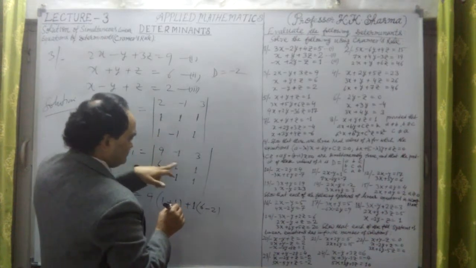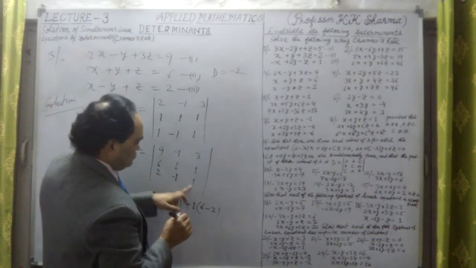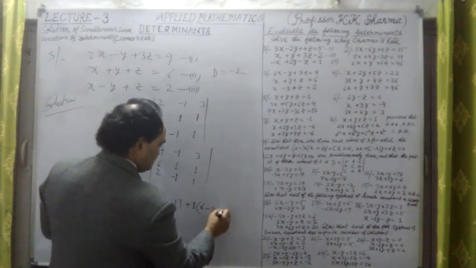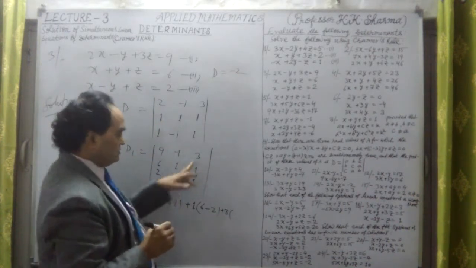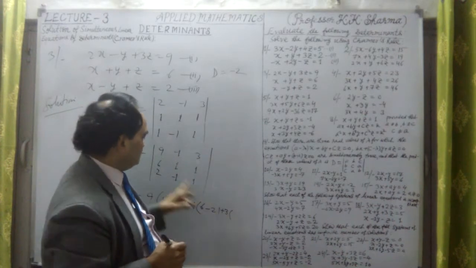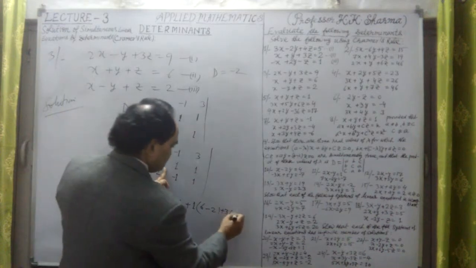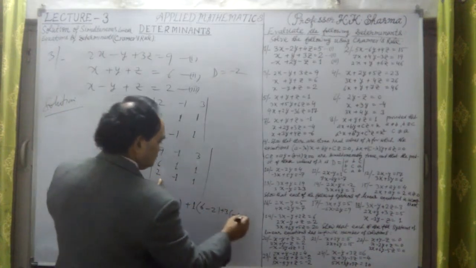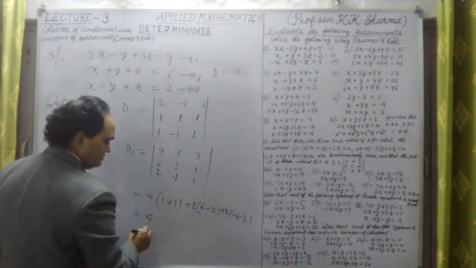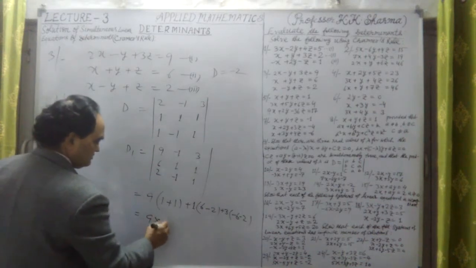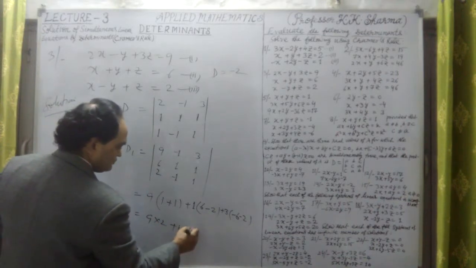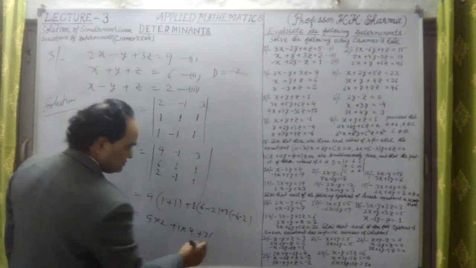So the remaining values are 6, 1, 2, 1, 6 into 1, 6, 2 into 1, 2 is minus 2, and plus 3. So 3 into minus 1 is plus 4, that is positive value. So 3 into 6 into minus 1 is minus 6, 2 into 1 is 2, is minus 2. Only we get 9 into 2, 18. Okay, that is multiplied. Plus 1 into 6 minus 2 is 4.